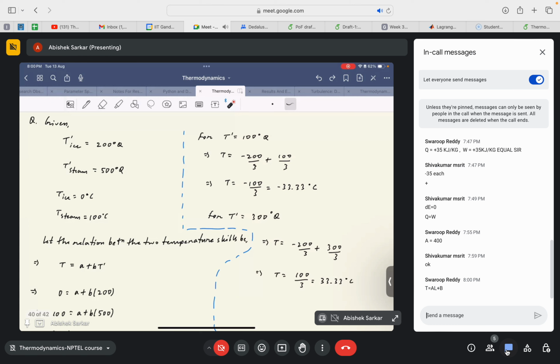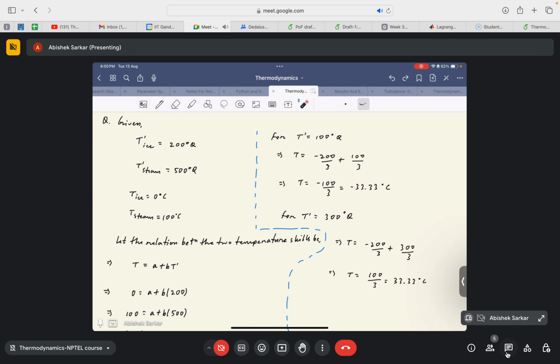So let me denote the temperature in the new temperature scale. Actually, we need to correlate the temperatures rather than the lengths, because we are relating the temperature on two different temperature scales devised by the engineer. So rather than A L we can use A plus B T. Let me denote T dash as the temperature in the new scale devised by the engineer. So T dash ice is equal to 200 degree Q and T dash steam is equal to 500 degree Q.